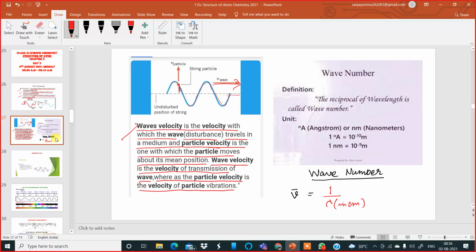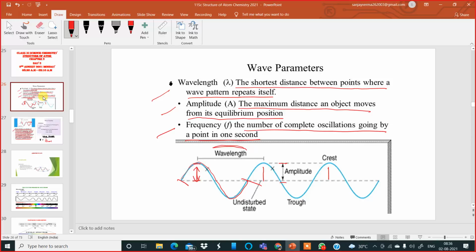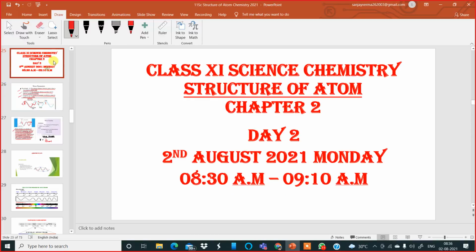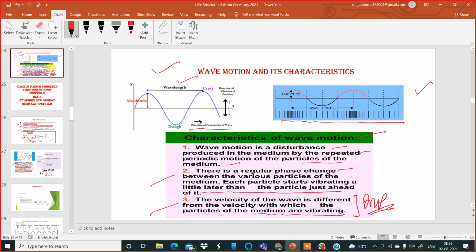Now that was about wave velocity and particle velocity. As you have seen in the previous slides, the velocity of a wave is different from the velocity with which the particles of the medium are vibrating. That means it is not necessary that the wave velocity and the particle velocity are the same. They are different. That must be kept in mind.